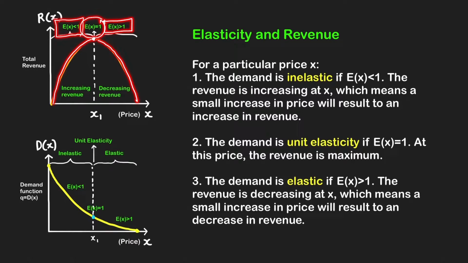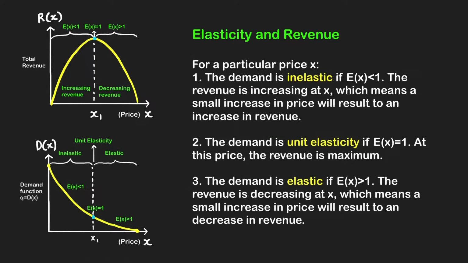So one way to find the unit price that maximizes revenue is to find the price x, let's say x of 1, wherein the value of the elasticity function is equal to 1. So we can find the maximum revenue using the elasticity function without using any maximum and minimum principle, such as the closed interval method or the first derivative test or second derivative test.